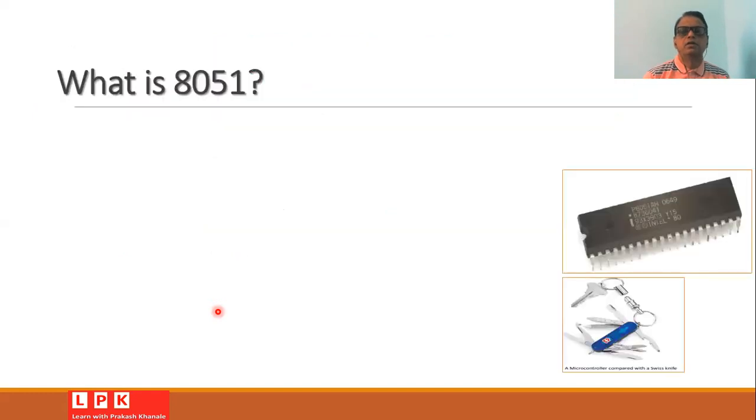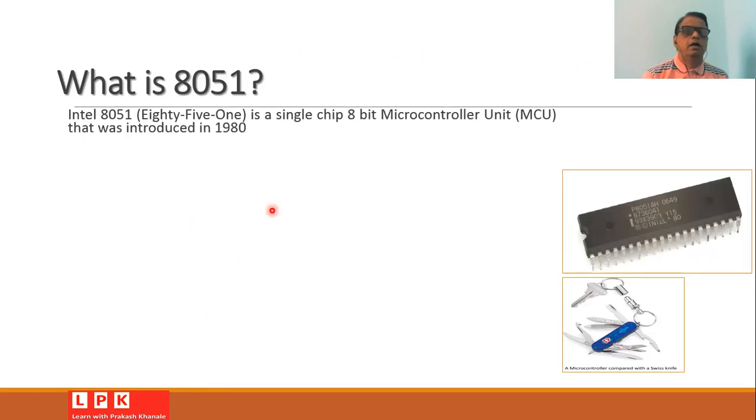So let us start the session with the question: what do we mean by AT51 or 8051? Intel 8051, sometimes pronounced as AT51, is a single chip 8-bit microcontroller unit, sometimes called a µC, where mu stands for micro and C stands for controller. This chip was originally designed and introduced by the Intel Corporation in the 1980s.